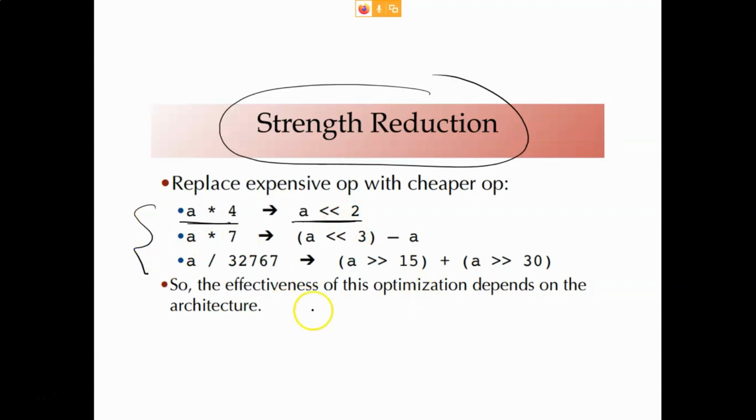Of course, it depends on your compiler. The effectiveness and everything will depend on your hardware, your architecture, and your compiler, and how we implement it. But this type of simplification is called strength reduction, because this is an expensive operation and you are replacing it with a cheaper operation. So this shift is a very cheap operation.